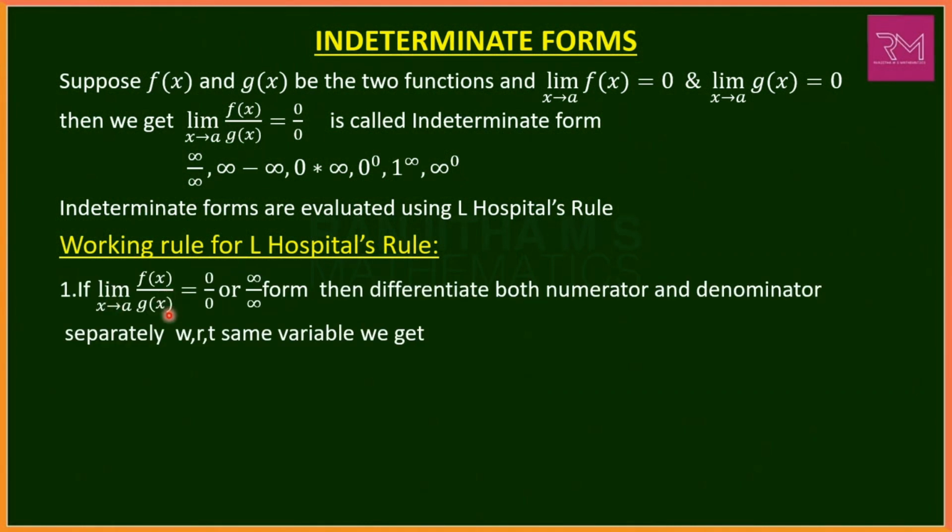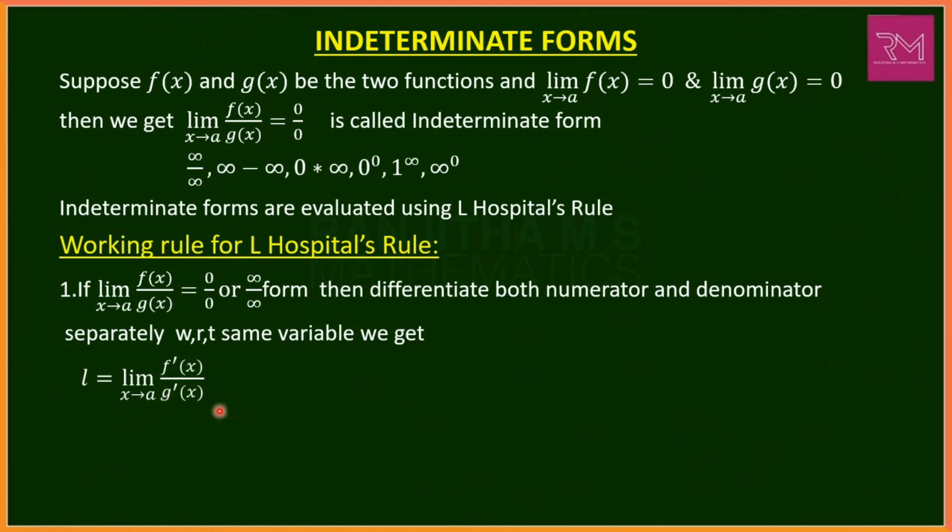If limit of f of x by g of x as x tends to a has a value of the form 0 by 0 or infinity by infinity, in that case, we have to differentiate both numerator and denominator separately with respect to the same variable. That is, we differentiate the numerator separately and the denominator separately. We get L is equal to limit of f dash of x by g dash of x as x tends to a.